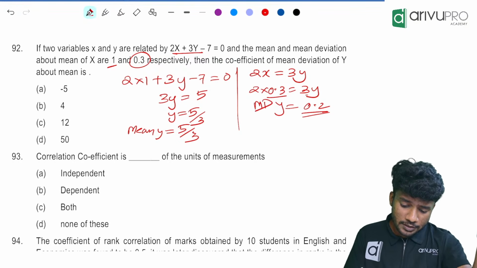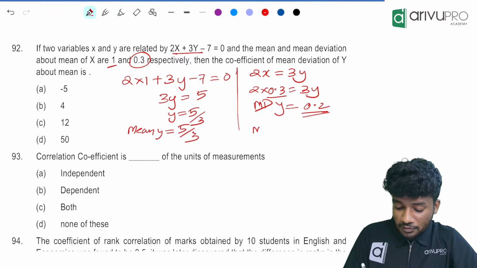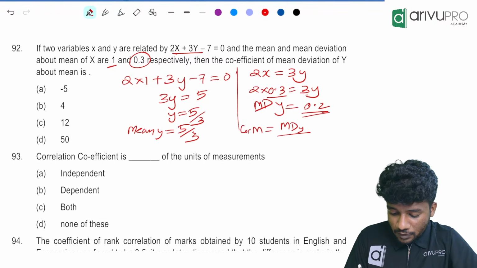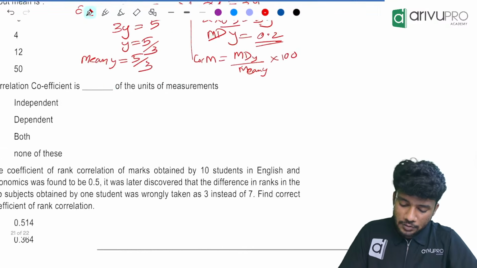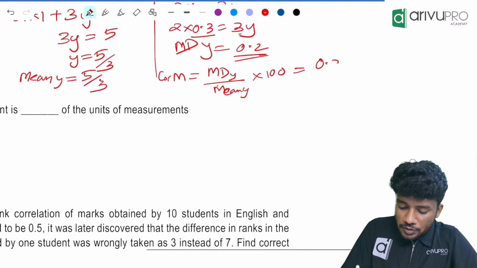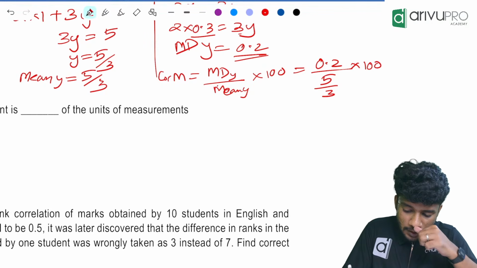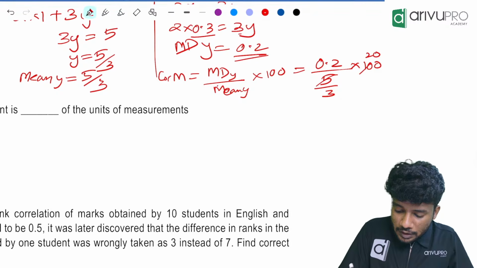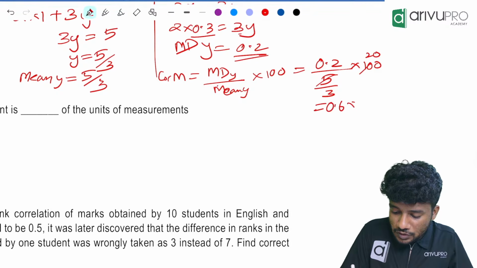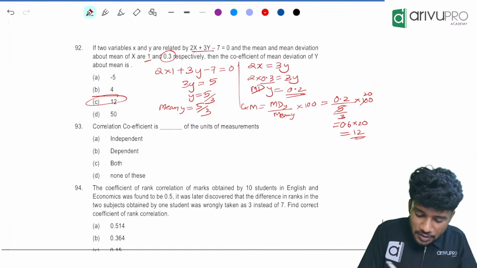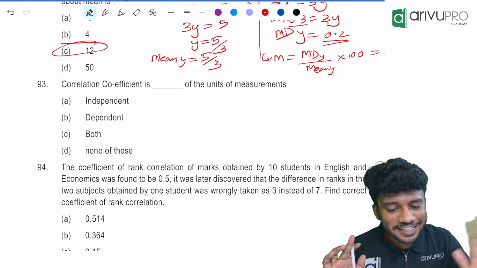Now the question is, what is the coefficient of mean deviation? Coefficient of mean deviation formula is what? That is nothing but mean deviation of y divided by mean, mean of y, into 100. That is 0.2 divided by 5 by 3, into how much? Into 100. Looking at that, 5 and this will become 20. Then 3 goes to the other side. 0.6 into 20. Answer is how much? 12 will be your answer. Which option? C is the answer. Very good question. Very easy answer.